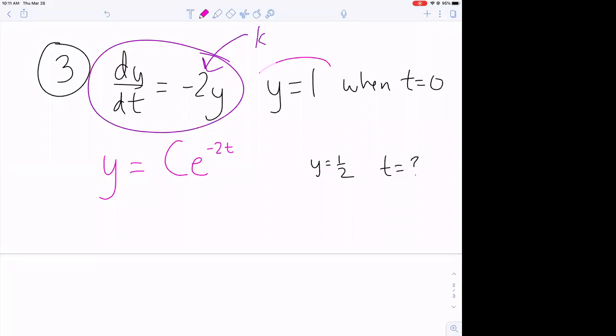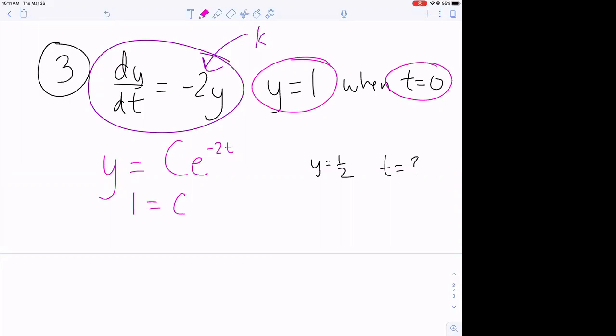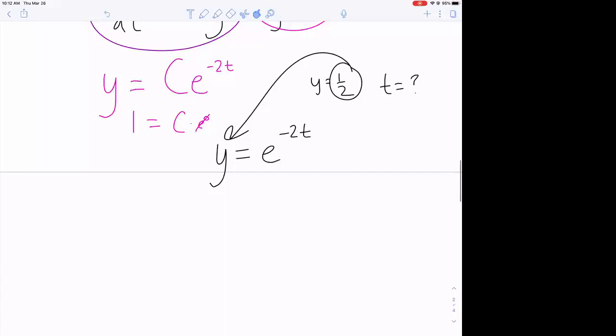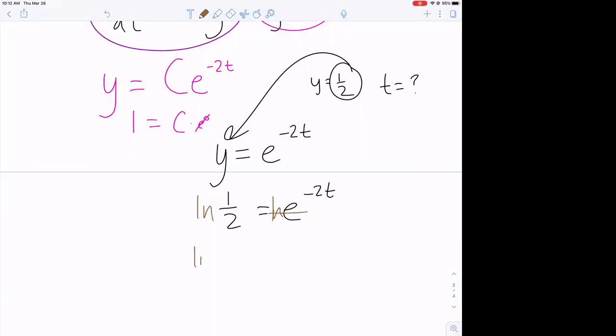So it's nice when that happens. And now we can plug in this and this to find c, which actually, doesn't that mean that c just equals 1? Well, that's nice. So 1 equals c times e to the 0, which is 1. So our equation is just y equals e to the -2t, but we're supposed to plug in 1/2 right here and find t. So we can do that. I think the hard part is they do a weird log thing here. So we got 1/2 equals e to the -2t. How do we solve this thing? And then we'd have to divide by -2.